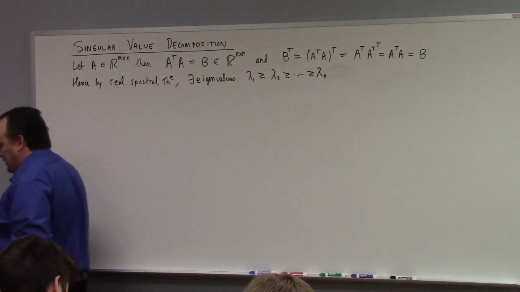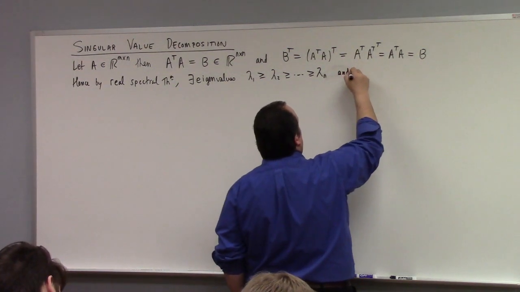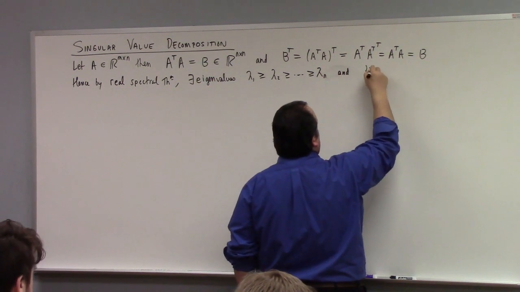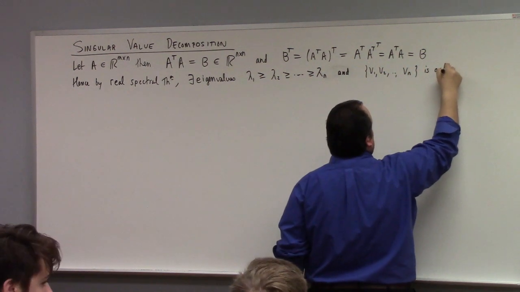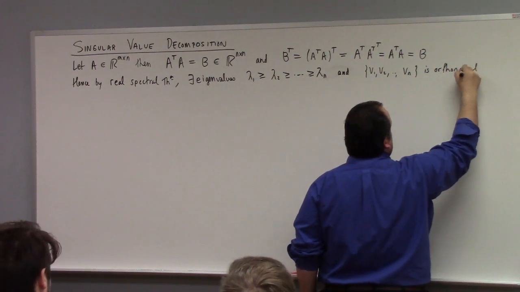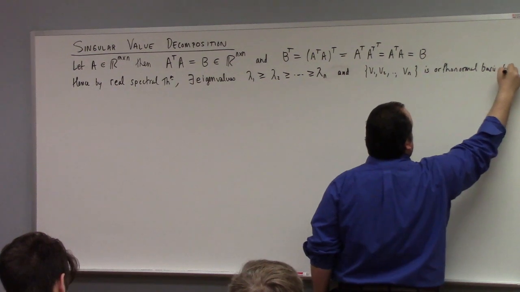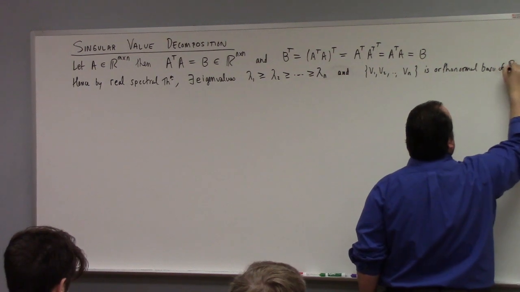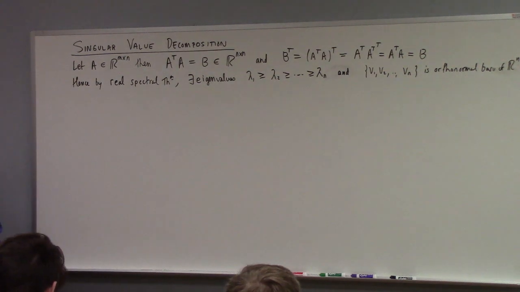We just know that there are real eigenvalues, and we can put them in order, and v1, v2, through vn is an orthonormal basis of Rn. That was our theorem. But there's a lot more you can say here than just that.